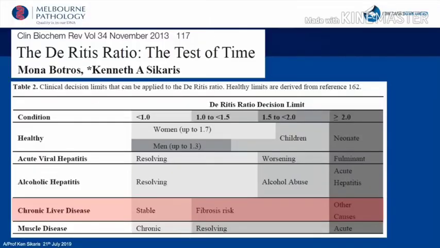So in the laboratory and in general practice, we should be looking at this relative ratio of the AST and ALT. If the ALT is higher, or the de Ritis ratio is low, it shows that it's a chronic or resolving condition. Whereas if the AST is higher, the ratio is high, then it shows that it's an active condition or something that's likely to lead to permanent damage.